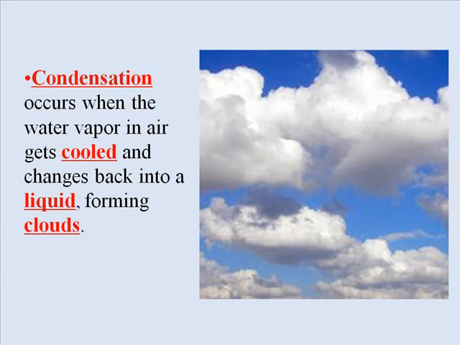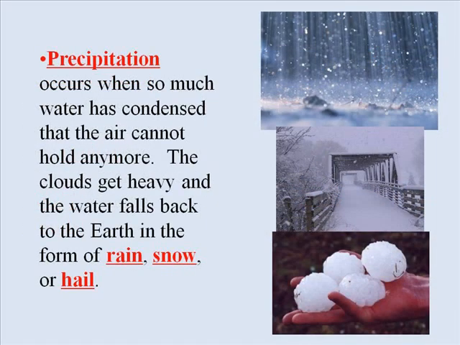Following evaporation would be condensation. Condensation occurs when water vapor gets cooled down, so it goes from a gaseous form back to a liquid form, and it's going to form tiny little droplets that are still really light, so they're suspended in the air. And we call these clouds. Now, as water keeps condensing, these water droplets get bigger and bigger and eventually get too heavy to stay suspended up in the sky. That's when we get precipitation.